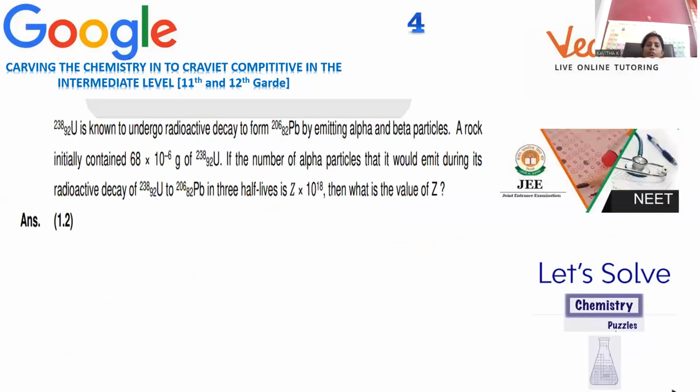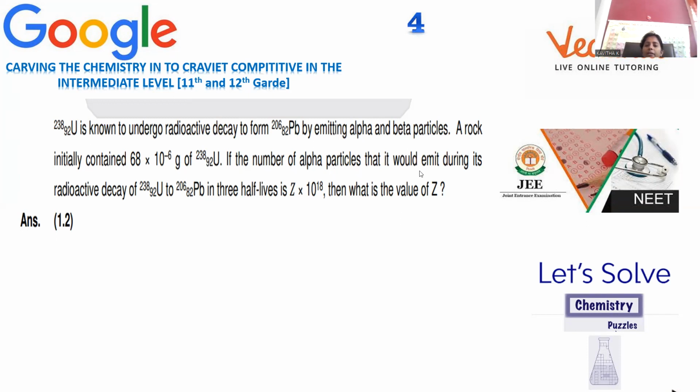Move on to question number 4. It is based on what? Radioactivity of elements, nuclear chemistry; we can say the content is derived from nuclear chemistry. Uranium 92 238 is known to undergo radioactive decay to form the final product lead 82 206 by emitting alpha and beta particles. A rock initially contained 68 into 10 power negative 6 grams of uranium 92 238. So here the initial weight of uranium 238 is given.